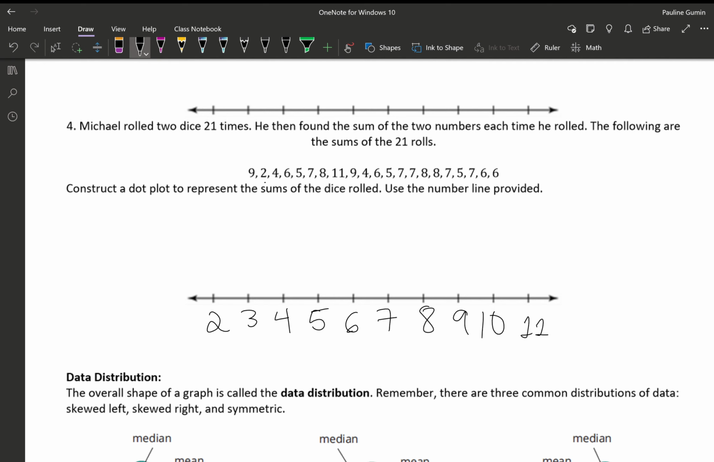Okay, beautiful. If you are following along with this video, pause it, create your dot plot, and then compare it to mine. This is what I got. I got 1 dot on 2, 2 on 4, 3 on 5, 4 on 6. That is not a very straight line. Let's try that again. There we go. I got 5 on 7. I got 3 on 8, 2 on 9, none on 10, and 1 on 11.